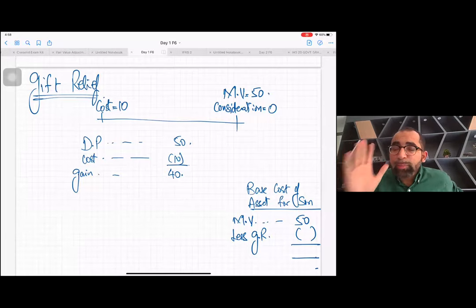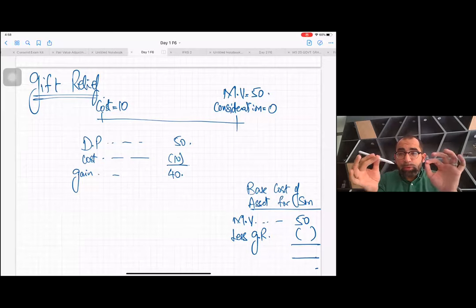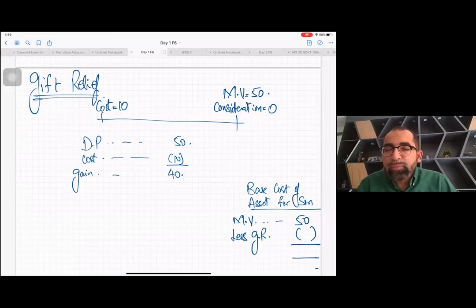But what the tax department says, even if you are dealing with connected person, this is the basic rule. Whenever one chargeable asset is transferred from dad to son, the father needs to calculate the gain. And in the gain computation, open your eyes, market value is used as the disposal proceeds.